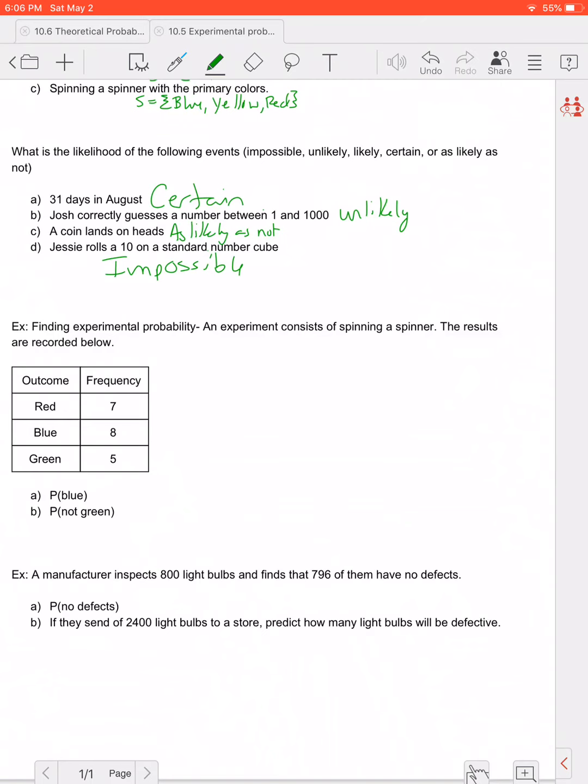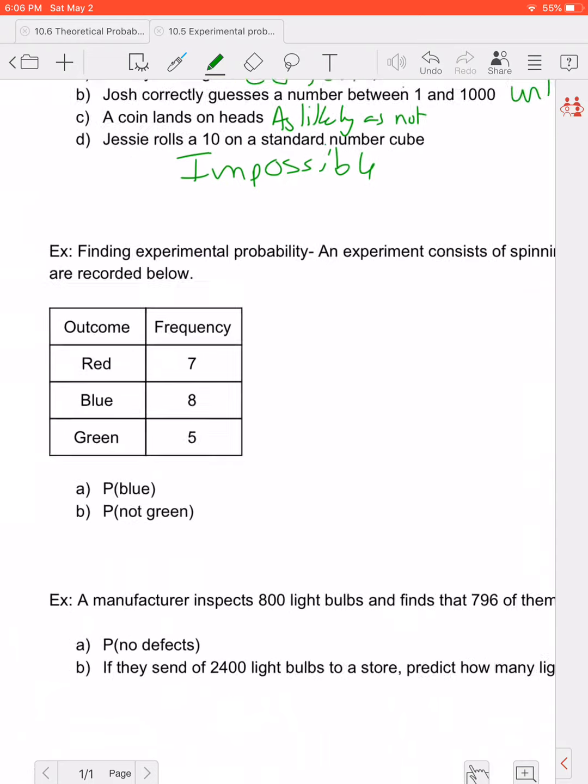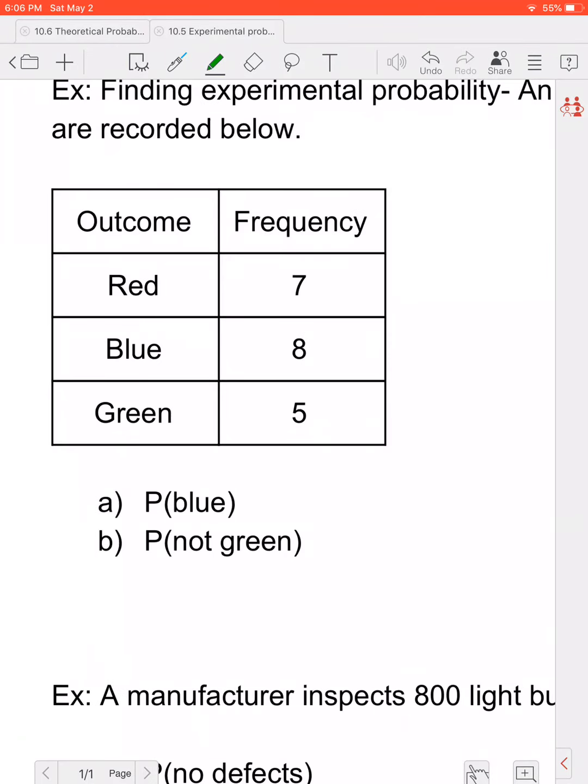Okay. Next, we're going to actually practice finding the probability of something. So, finding experimental probability, an experiment consists of spinning a spinner, and the results are recorded below. So frequency is just how many times this occurred. So we landed on red 7 times, blue 8 times, green 5 times. So right here where we have this P and then in parentheses, the P stands for probability and the parentheses stand for of. So this is probability of getting blue. Okay? So remember probability, the total goes on the bottom. So we're going to add all of these up. So 7 plus 8 is 15 plus 5 is 20. So we have a total of 20 total items, 20 total spins.